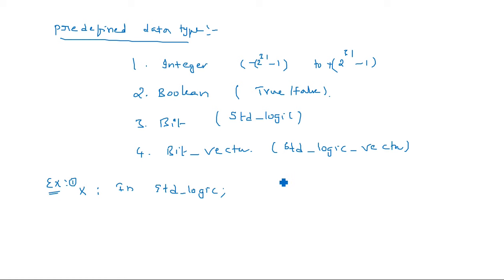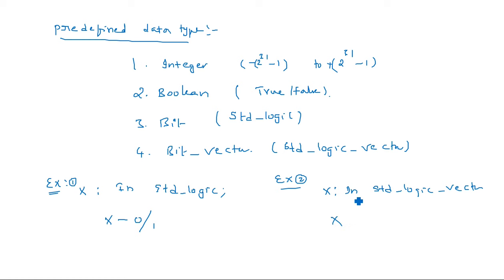And another example, the same x can also be represented as x in std_logic_vector. So in the first example, x is an input port consisting of only a single bit. See here, it is not a vector, just std_logic. This std_logic, we will say x, may be represented as 0 or 1. Only one bit of information is there for this particular x variable.